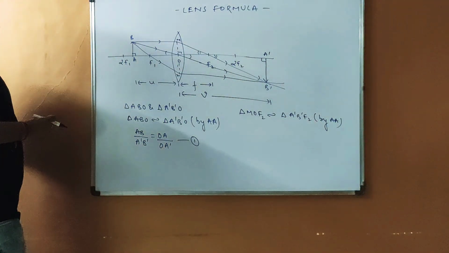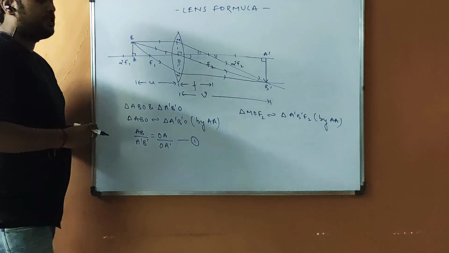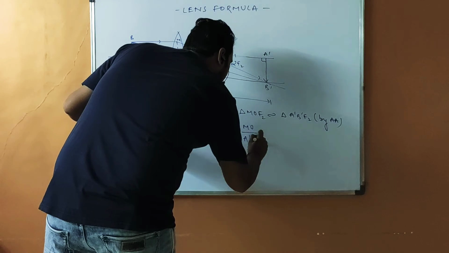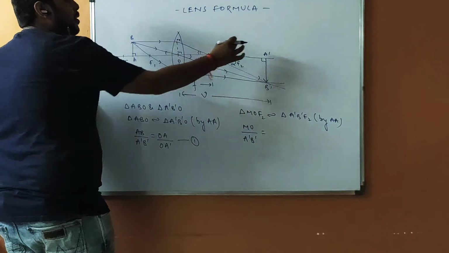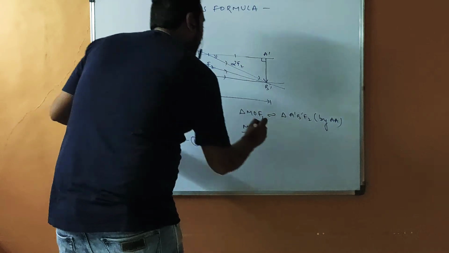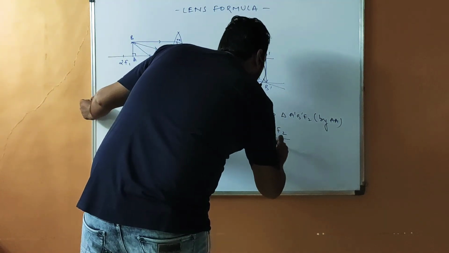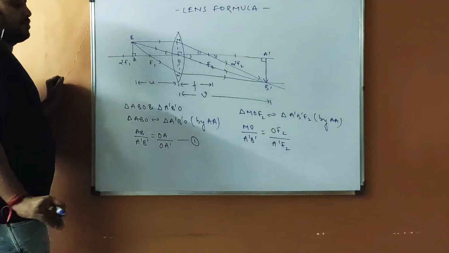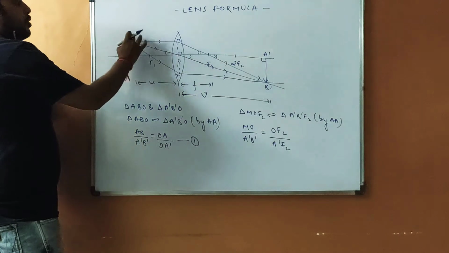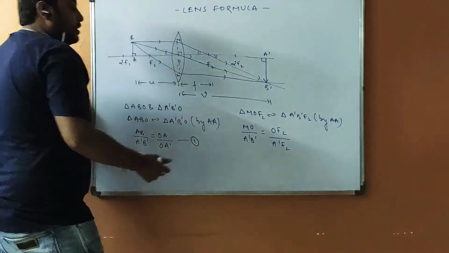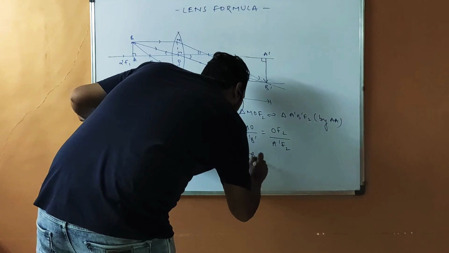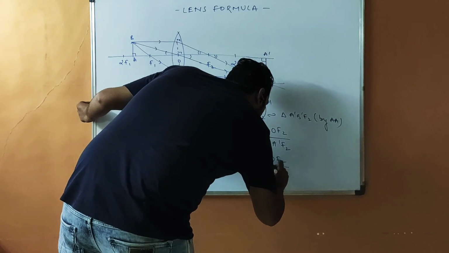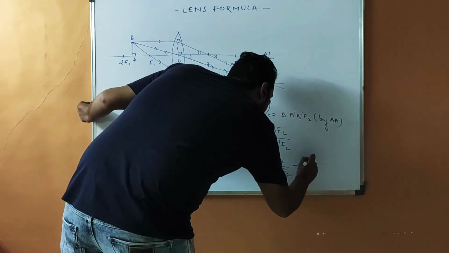Then the ratio of the sides should be equal. I am writing now: MO upon A dash B dash equals OF2 upon A dash F2. What is MO equal to? MO can be equal to AB. So it can be written as AB upon A dash B dash equals OF2 upon A dash F2. This is equation 2.